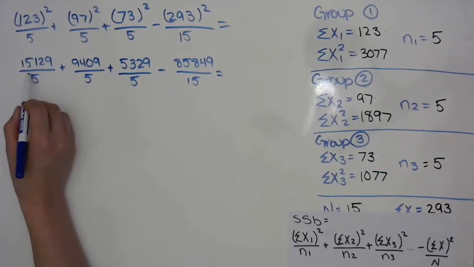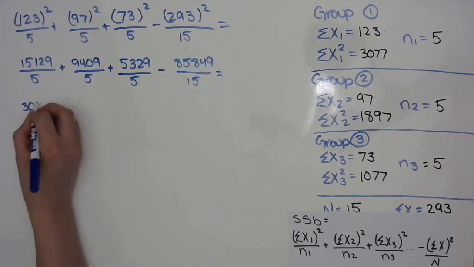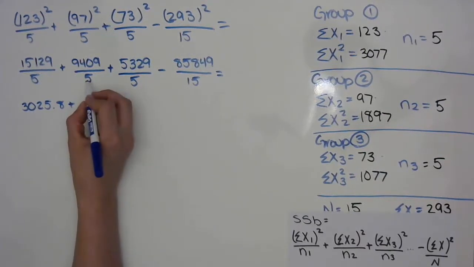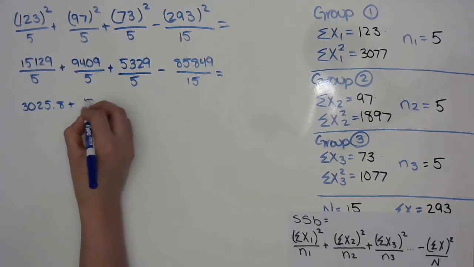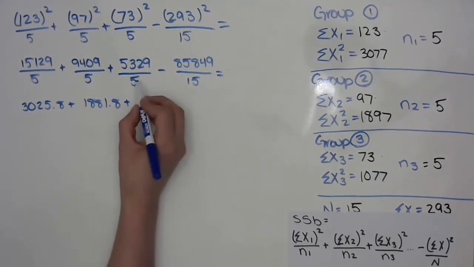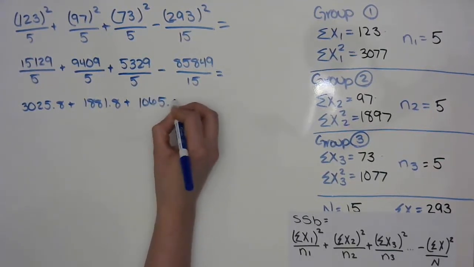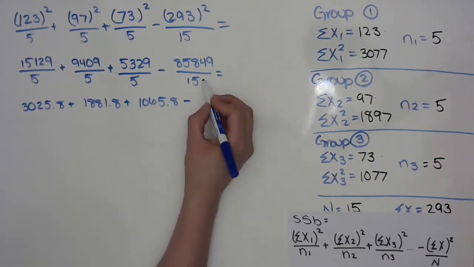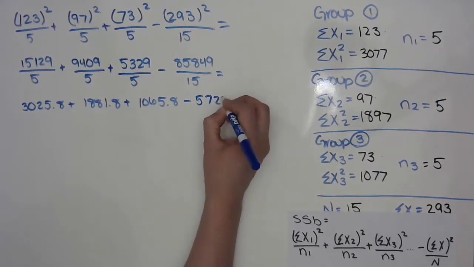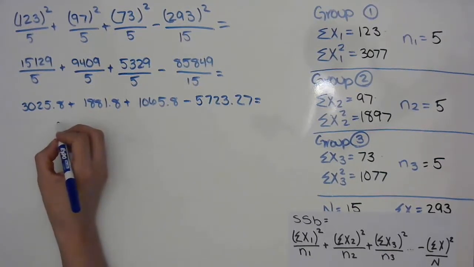So 15,129 divided by 5 is going to give us 3025.8 plus, and then we divide this out. That will give us 1881.8 plus, then divide this, 1065.8 minus, then we divide this out to give us 5723.27. Okay, so now we can start adding and subtracting.